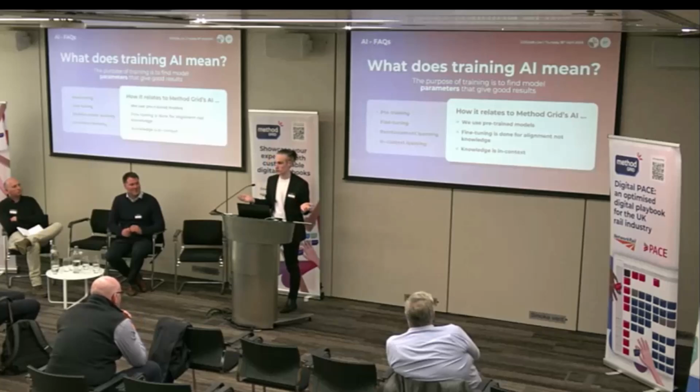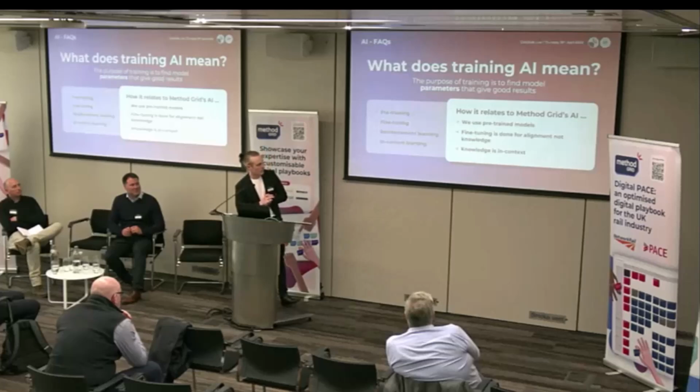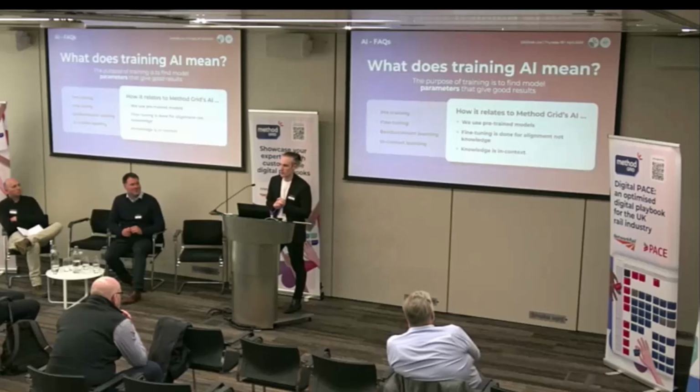So we use pre-trained models. We're not training a language model from scratch because we don't have a warehouse full of hardware and £100 million to do it. Fine-tuning, I'll explain what this means. Fine-tuning is done for alignment, not knowledge. There was a research paper towards the end of last year written by researchers at Meta that was called Less is More for Alignment. Yeah, it's acronym LIMA, because everyone in AI loves an acronym.